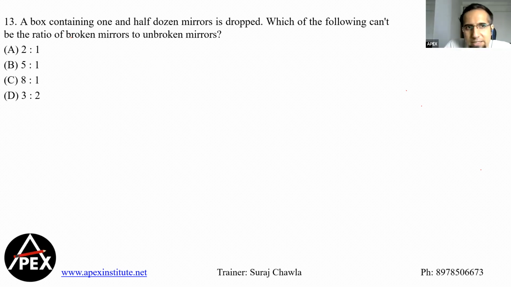Right, now let's see this, guys. A dozen and a half mirrors are dropped. In total we have 18 items, guys. Now 18 items are to be divided into two parts, such that, let's say I am to give 18 chocolates to two people, let's say A and B. Now, if you are saying 18 mirrors are broken and unbroken, let's say broken mirrors and unbroken mirrors.